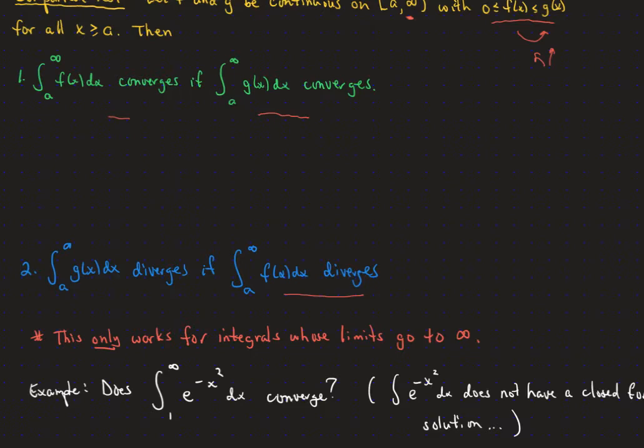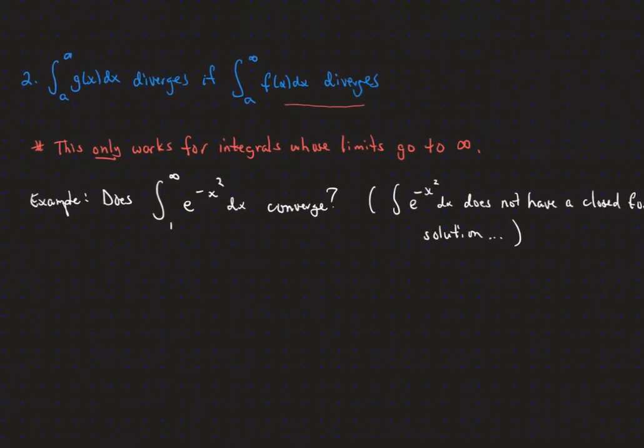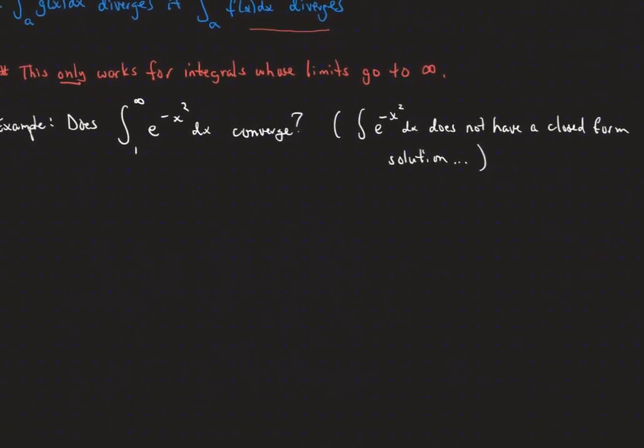If we can show that the integral that we are not sure about, that we can't actually evaluate, is smaller than an integral that does converge, then we can claim that our integral converges as well. If we can show that our integral is bigger than an integral that we know diverges, then we can claim that our integral diverges. And here again is our emphasis: we can only do this for integrals where the upper limit is positive infinity.